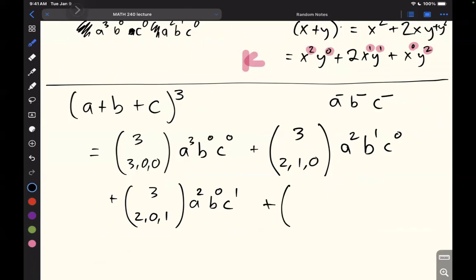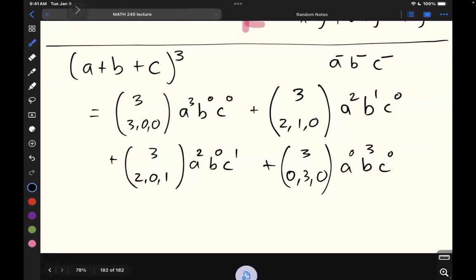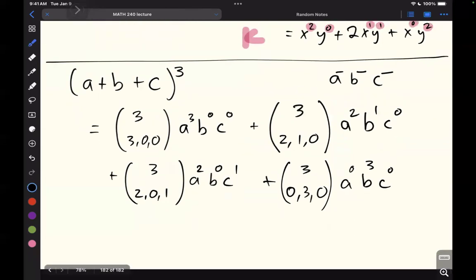I'll do the fourth one. 3 choose something, A, B, C. So maybe B gets, so that's the combination when we start with A. Then maybe B gets all 3, A and C get 0, so we have 0, 3, and 0. So on and so forth, right? For the homework, you're not going to be asked to do all of this. You'll be given a specific term.